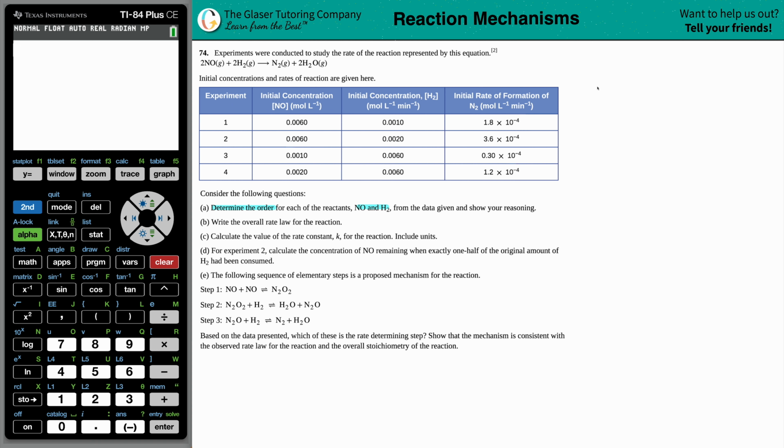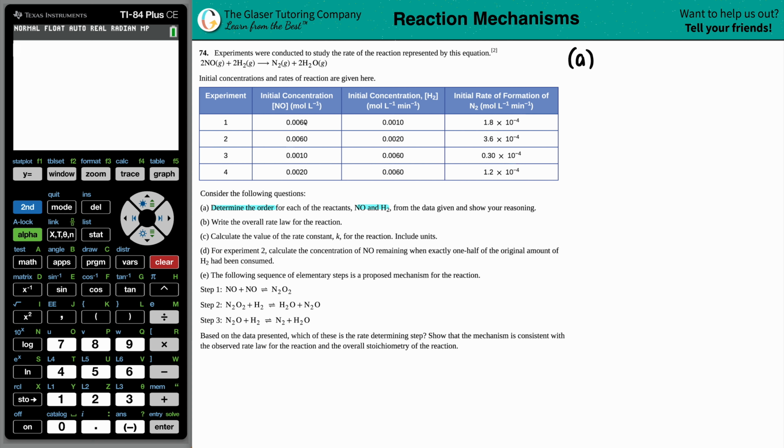So a lot of stuff going on. I'm going to start this one by writing up here for letter A. In this case, we need to find the orders of the reactants, and the reactants are NO and H2. Now whenever they give you a chart, we cannot assume that this equation is an elementary reaction or an elementary step. There might be multiple steps hidden in this overall equation.